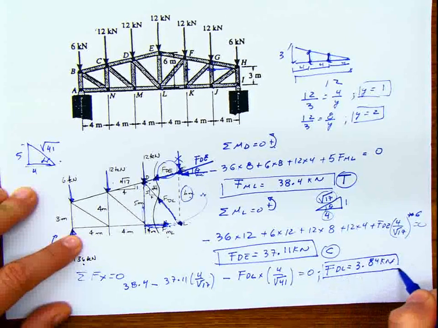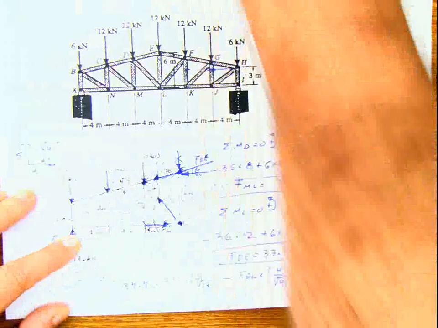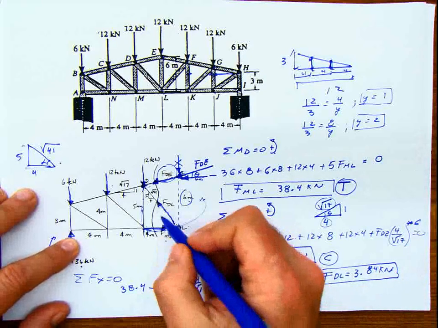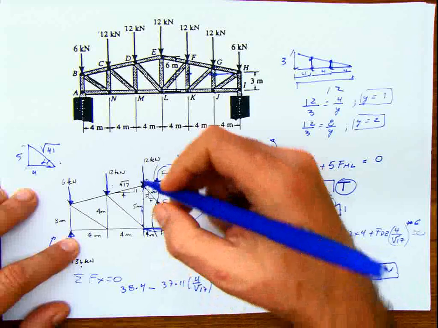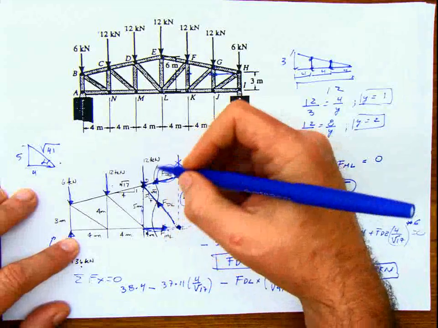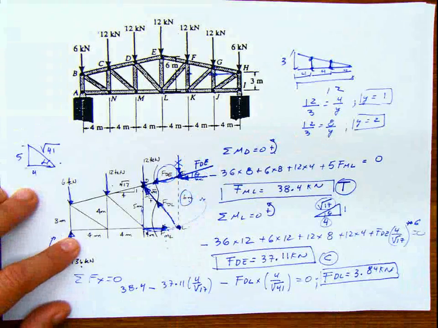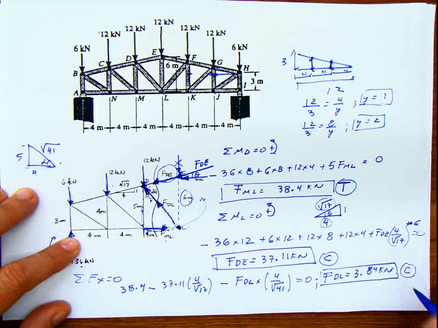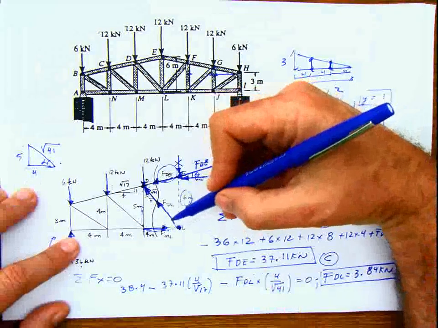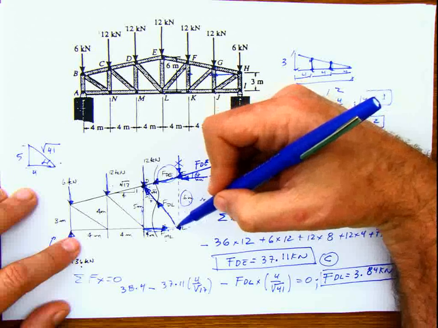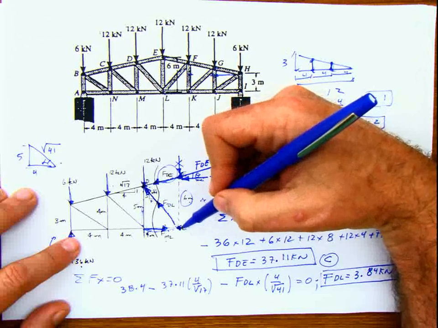And once again, the value obtained here is positive. That means that the convention that we assumed with this force DL entering in the joint D was correct. That means this is in compression. Don't get confused, because now you can think that this force is entering in the joint D, L, and this force is leaving the joint L. No, L is not the joint.